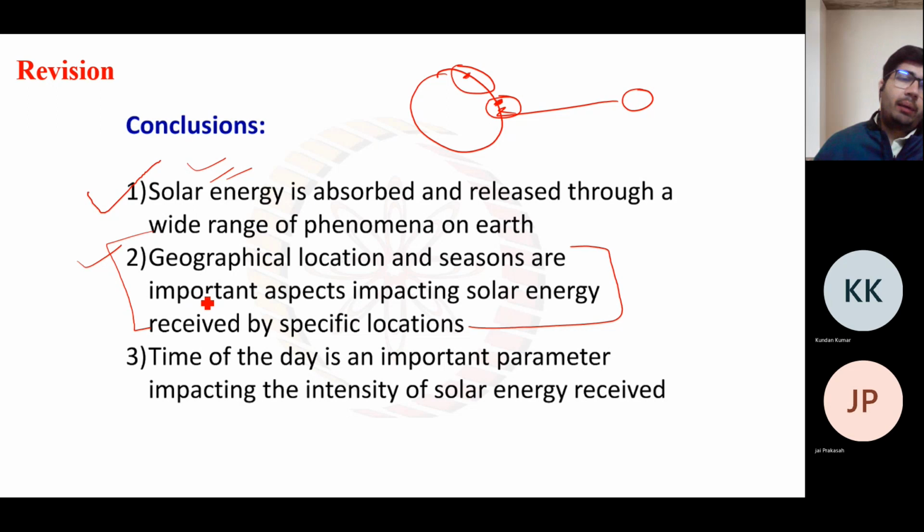Now, the time of the day is an important parameter impacting the intensity of solar energy received. As we discussed previously, at noon, the middle of the day, we receive the maximum solar energy as compared to the morning or evening. That is also due to the geographical location. So these are the conclusions.